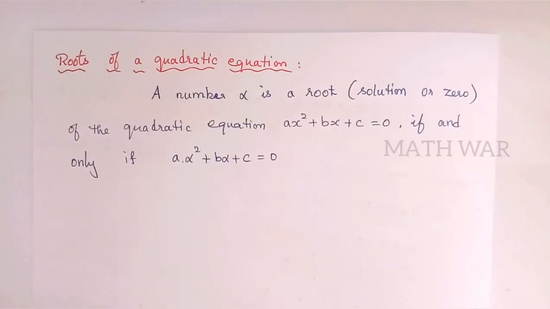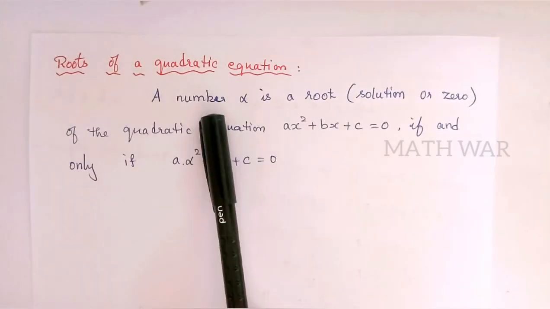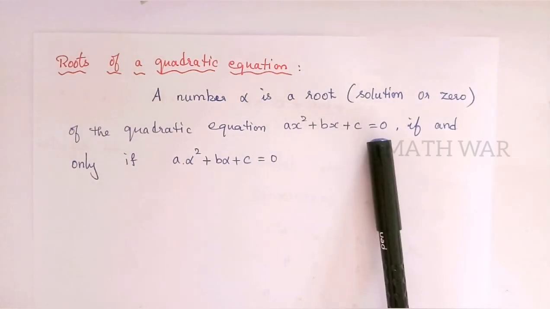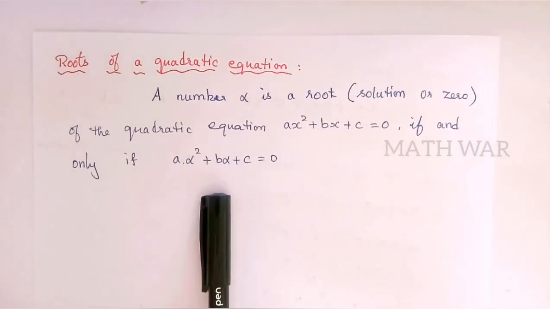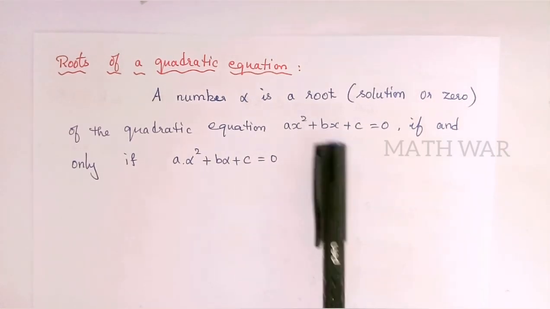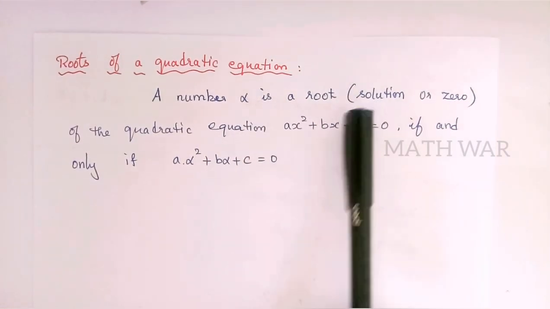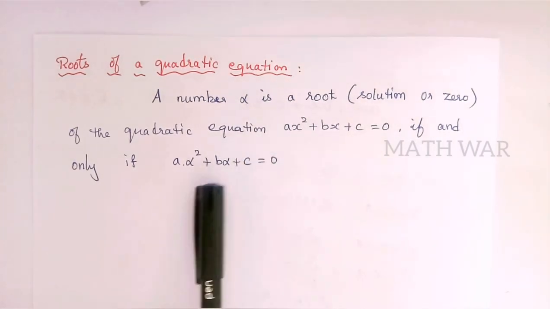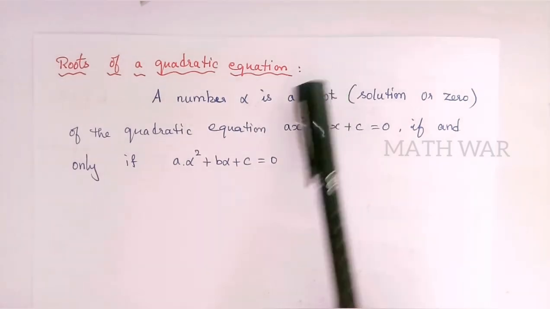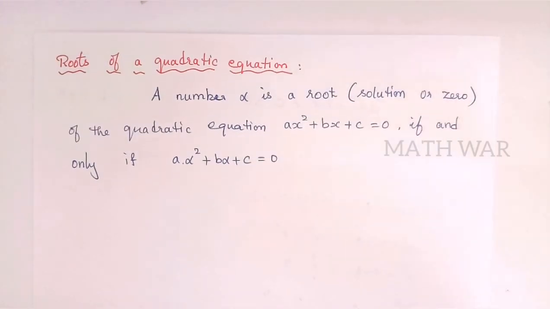Next, roots of a quadratic equation. A number alpha is a root of a quadratic equation ax² + bx + c = 0 if and only if aα² + bα + c = 0. That means to check whether the number alpha is a root or not, we should substitute alpha in the place of x, and if the answer comes as 0, then we can say it is a root. The other names of root are solutions or zeros.